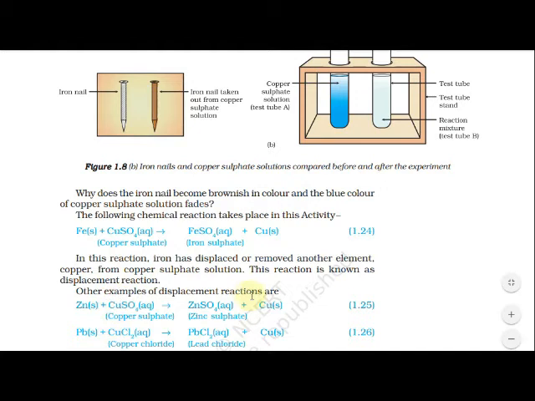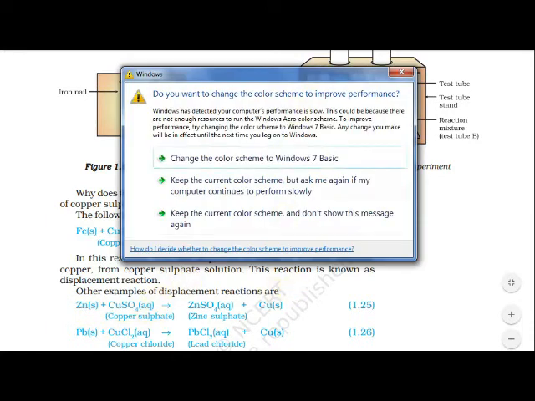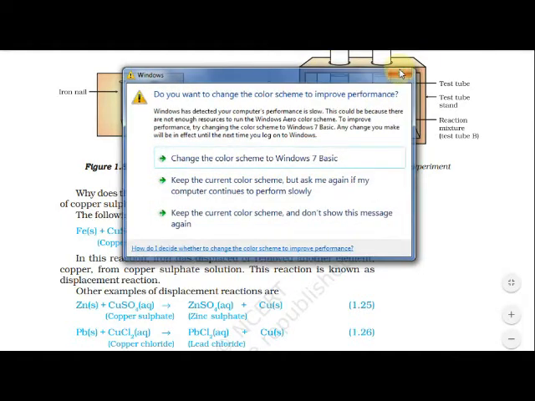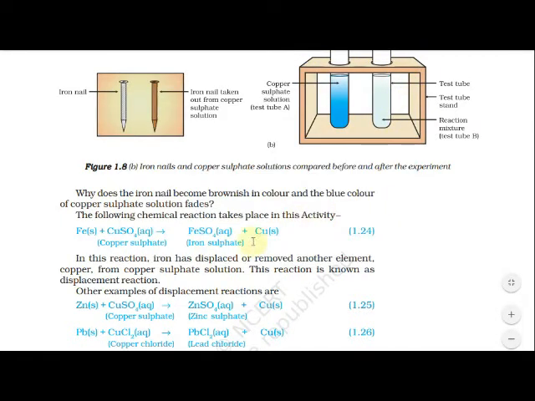Other examples of displacement reactions are Zn plus CuSO4. Here instead of Fe, what is given? Zn. Zn plus CuSO4 gives ZnSO4 plus Cu, because we have taken a CuSO4 solution and dipped zinc rods into it. ZnSO4, zinc sulfate, is formed in the aqueous state and Cu is displaced by the zinc.